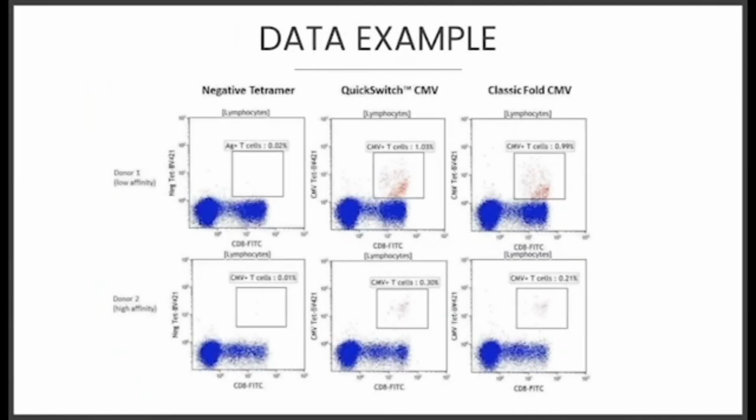Here is an example of a Quick Switch exchange tetramer. On the right is the data obtained using a classic tetramer. The middle is data obtained from a Quick Switch exchange tetramer. You can see that the results from the Quick Switch tetramer are comparable with those of our standard tetramer.